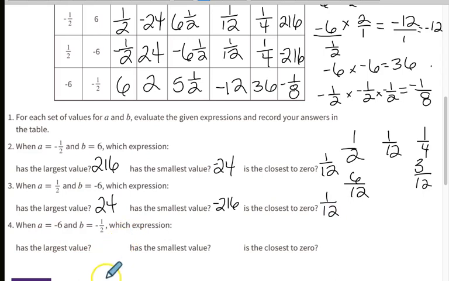Try the last one and then restart the video. The largest value is 36. Smallest value, negative 12. And closest to 0, let's see, so far 2 is the closest. Oh, but we have negative 1/8, and that would be the closest to 0.